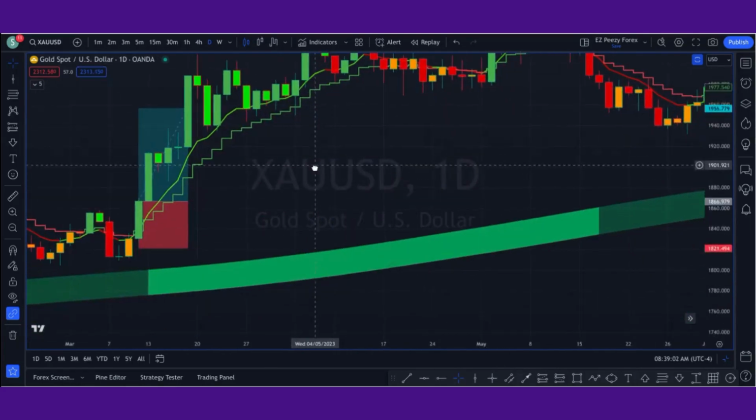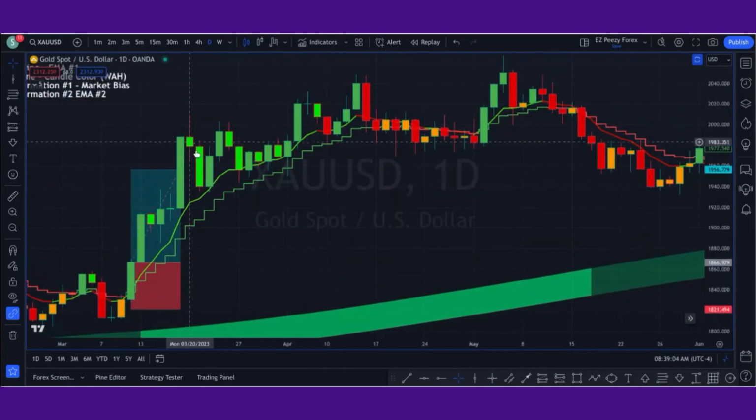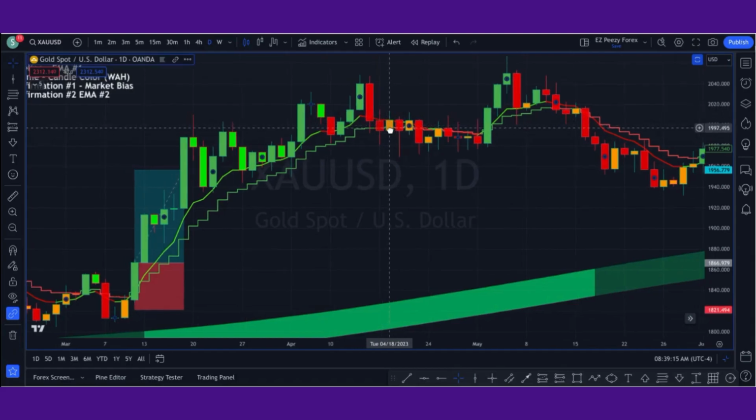But let's just say the continuation, we want to see it wick off and then come back up, and then this will be the target. If we bought here, we do eventually hit the target. Okay, same thing here, bought here, we do hit the target. And then notice it's the colors of the candle.